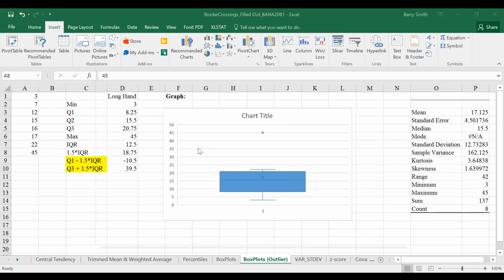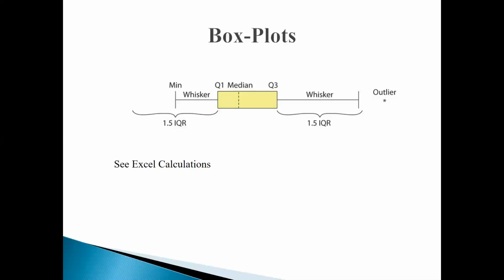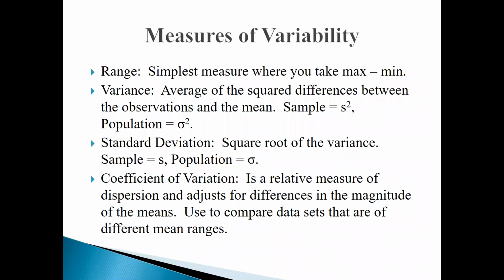All right, now let's go back here. Now let's look at measures of variability. We have range. That's the simplest measure, where you take the max minus the min. We also have the variance, which is the average of the squared differences between the observations and the mean. For the sample, that's S squared, and for the population, that's sigma squared. Now, for the standard deviation, we take the square root of the variance. So the sample becomes S, and the population standard deviation becomes sigma.